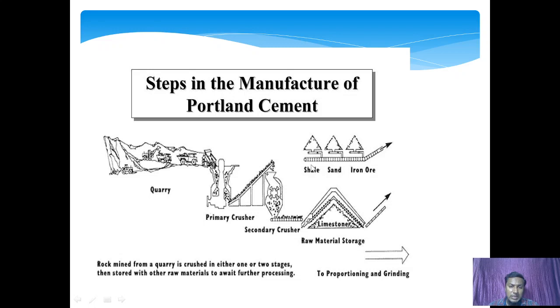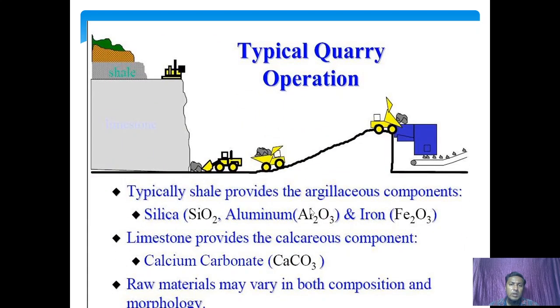As you are seeing here, the shell, sand, and iron ore. You have to separate out the shell, and you have to separate out the sand and iron ore from the materials which are collected from the quarry. So this is the typical quarry operation.